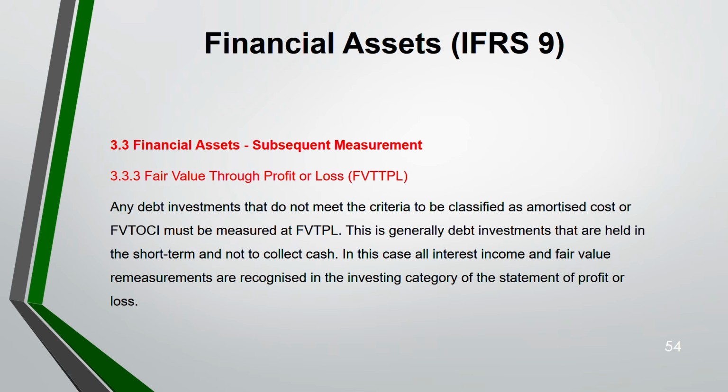Any debt investment that does not fall in amortized cost or OCI will go to profit and loss. Generally, these are debt investments that you are holding for the short term and not to collect cash. So in this case, all your interest income and the fair value remeasurement will go in the investing category in your statement of profit and loss. Why? Fair value cannot go to OCI. It will go in profit and loss, but where will that fair value go? In the investing category, and also your interest income.